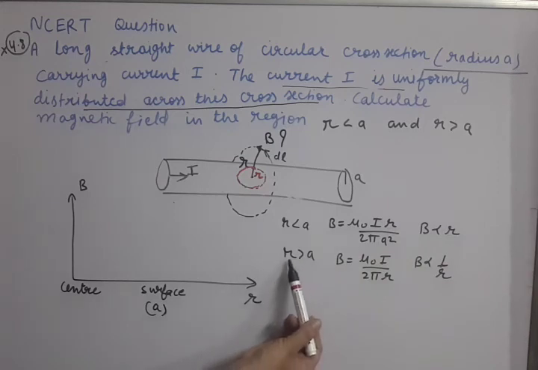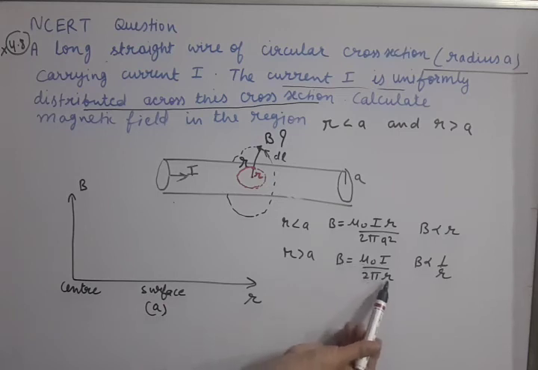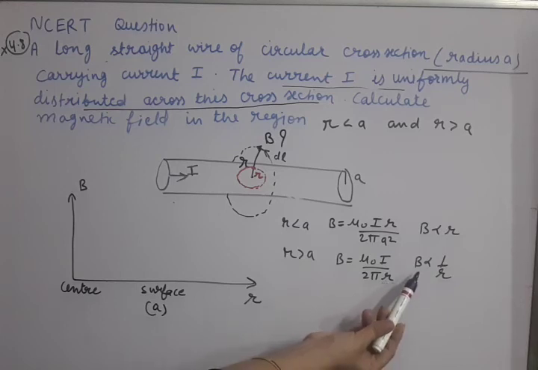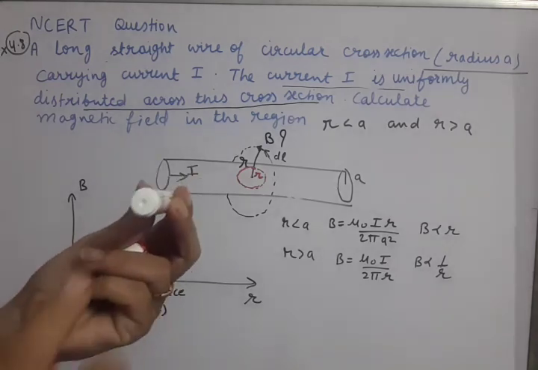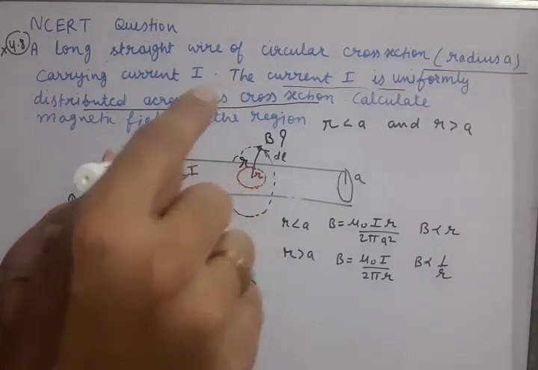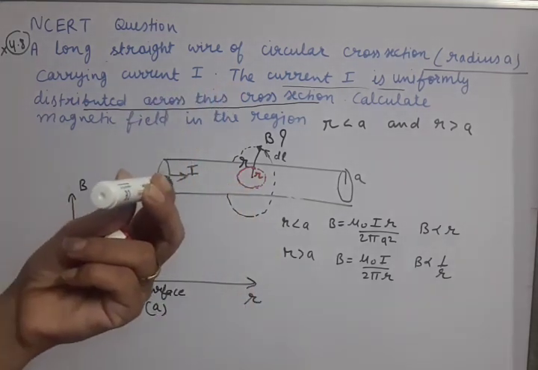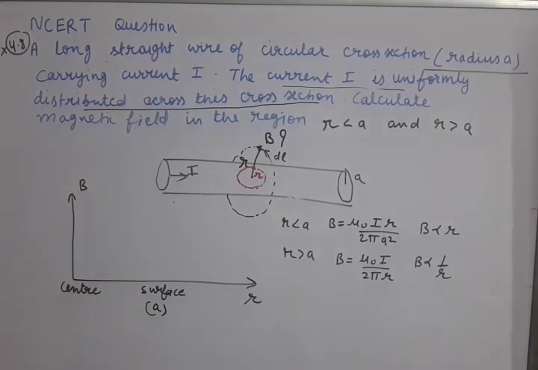And in the case when r is greater than a, the B formula we have obtained is mu 0 I upon 2 pi r. You can see now here r is coming in the denominator. That means B is inversely proportional to r. So if we draw a graph with respect to this distance r and the magnetic field B, what will happen? From this wire, from its center, we will start moving to the surface and then outside. We will start taking the graph from the center, after that on its surface and then outside it. So how will it happen?